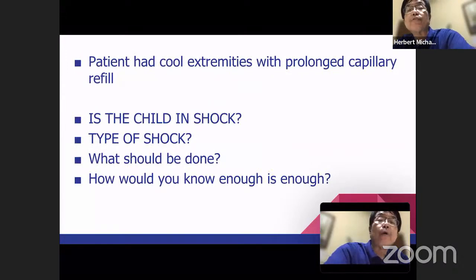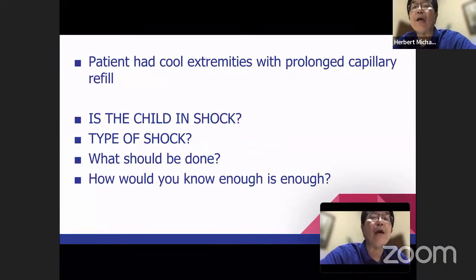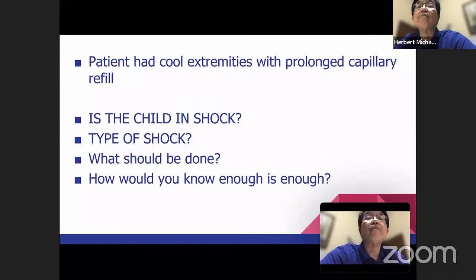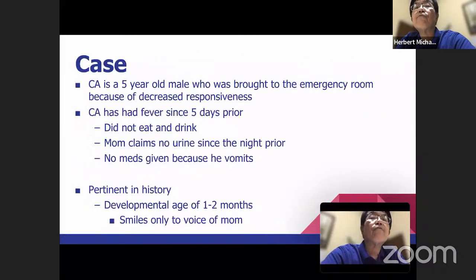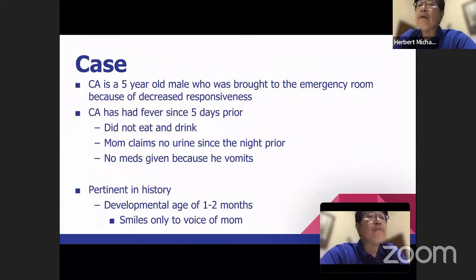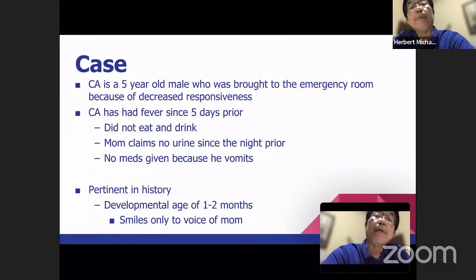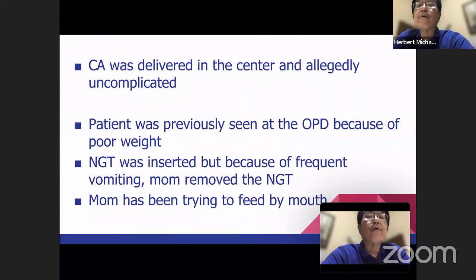So it's a simple question. Is the patient in shock? Obviously, the patient is in shock. What type of shock? The patient has not been feeding. Could be hypovolemic. The patient has had fever. In the history, the patient had fever. And therefore, you have to consider the possibility of sepsis, and the patient had no urine output, so the patient could actually be dry, okay?